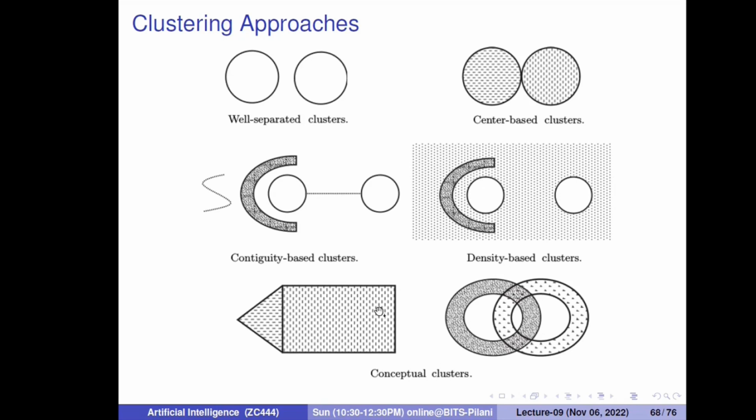Here is conceptual clustering, where you can say that a square is there, a triangle is there. Here you can say 2 rings are there, and you can see that this item belongs to both the rings. So all these kinds of clustering are possible.